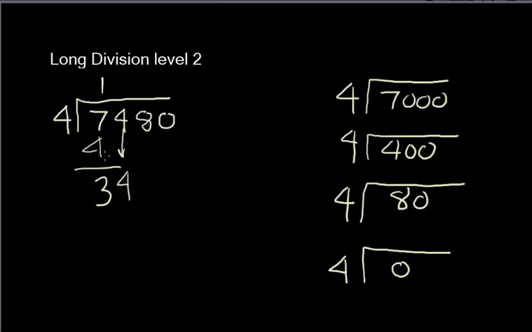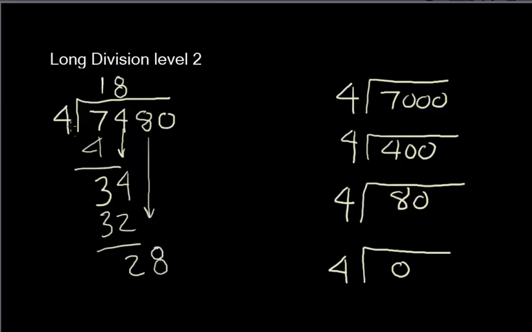Okay, and now we're really talking about 4 into 3,400 now, not just 34. So 4 into 34. Well, I know that 4 times 8 is 32, so I'm going to put the 8 up here. So 8 times 4 is 32. And let's subtract that out. We get 2 here. Now I'm going to bring down the 8. And we'll put the 8 here.